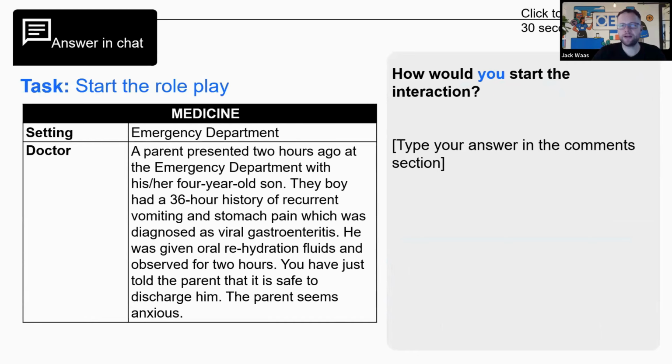Okay, so now for this final task, you tell me how you would start this interaction. What are some things that you would mention at the beginning of this interaction? Take about 30 seconds to write some thoughts here. How would you start this interaction? All right, let me go ahead and put the timer on.